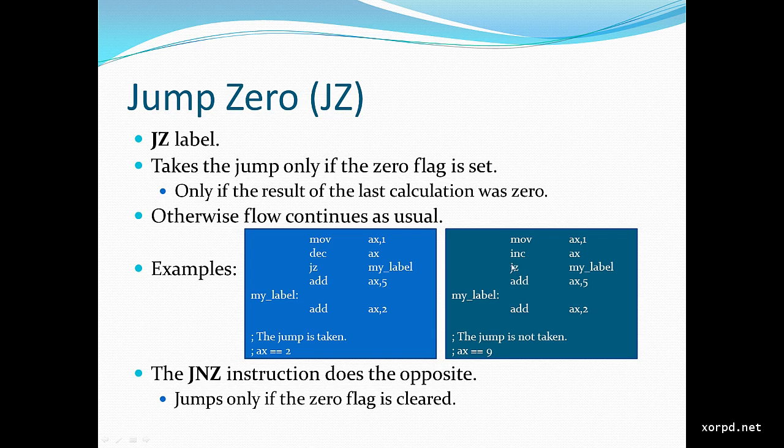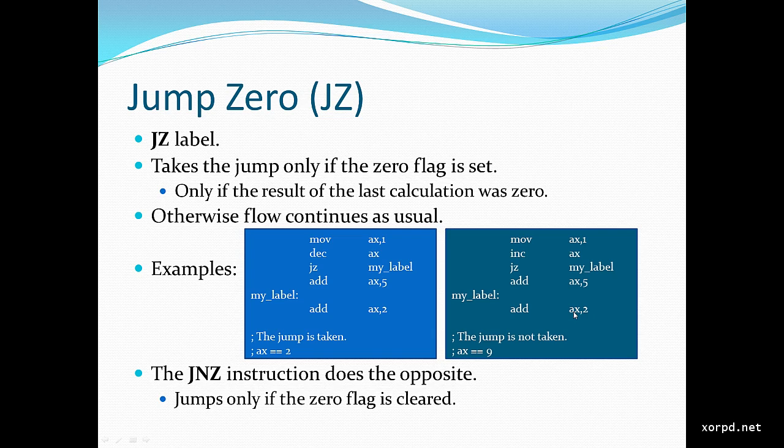Therefore, the jump 0 instruction is not going to take the jump, which means that the flow continues as usual, and we move on to this instruction, the add AX, 5 instruction. Eventually, after invoking this instruction, we are going to move on to this instruction, add AX, 2.